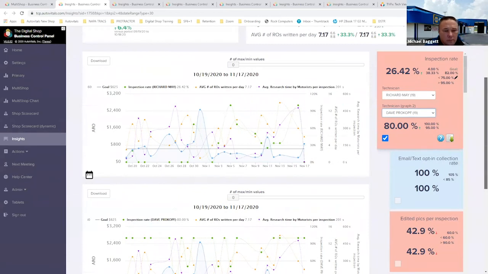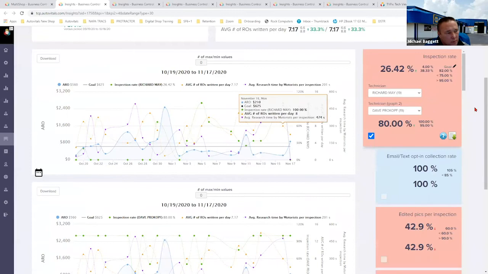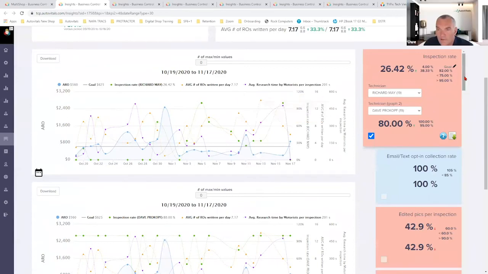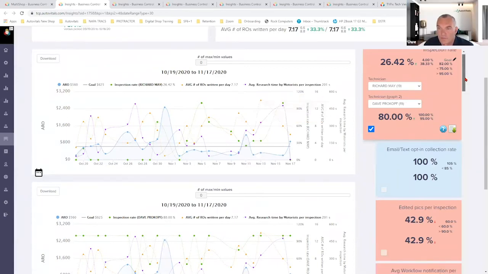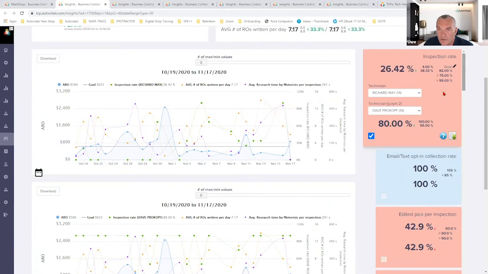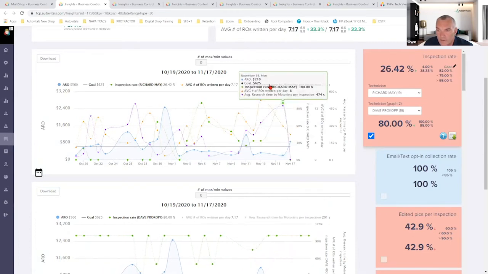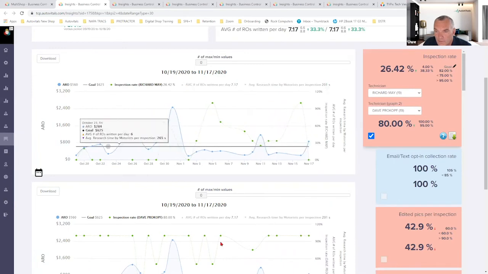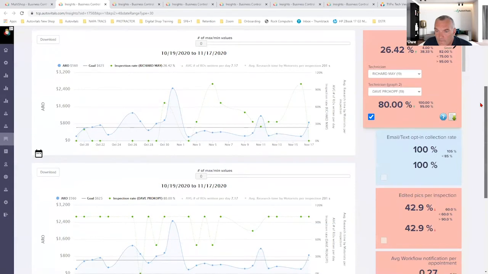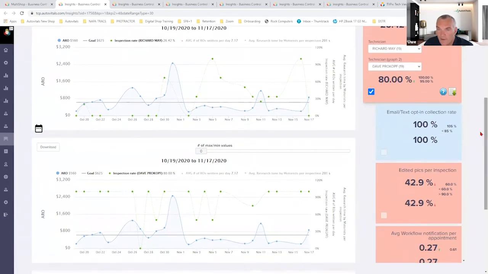So can you switch off the average of ROs written per day, so we have only inspection rate, Bill, so it's not so busy? Thank you. It's interesting. I don't think there's a pattern we can see in the inspection rate.